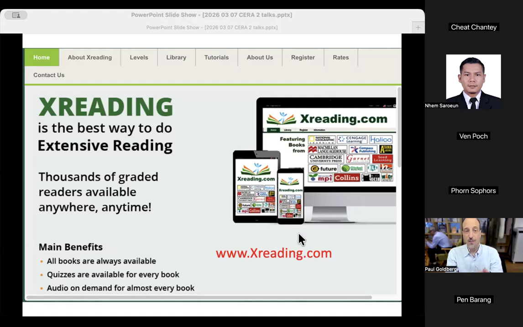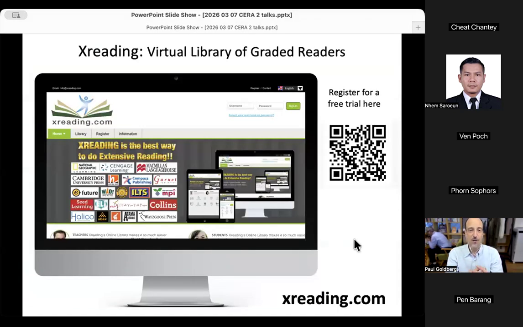Rob, I don't know what other slides. I thought I was going to talk after you showed the slide, so why don't you show? Yeah. So if anybody wants to learn more about X Reading, here is a QR code for you to have a look at.